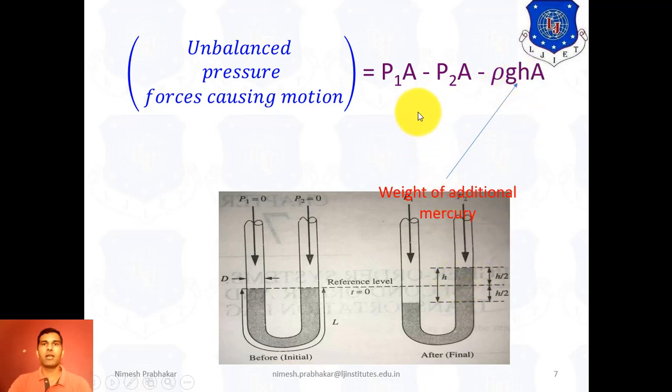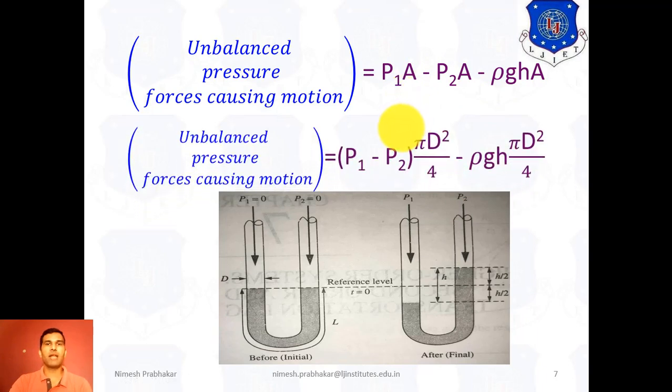Now here A is common, and area is nothing but pi by 4 d square. So we can write A is common and we know A is equal to pi d square by 4. So P1 minus P2 minus rho G H, and this A is equal to pi d square by 4. So we get the unbalanced pressure force causing motion.